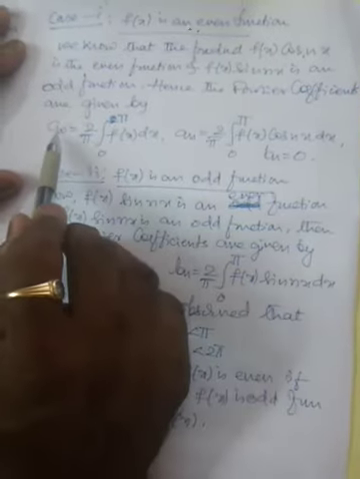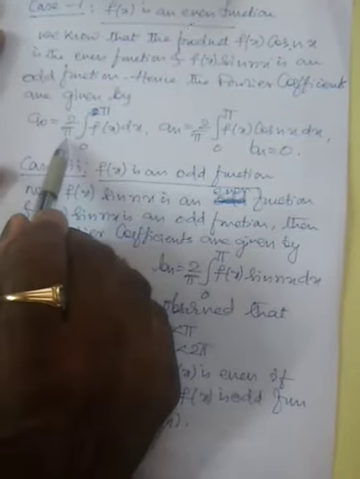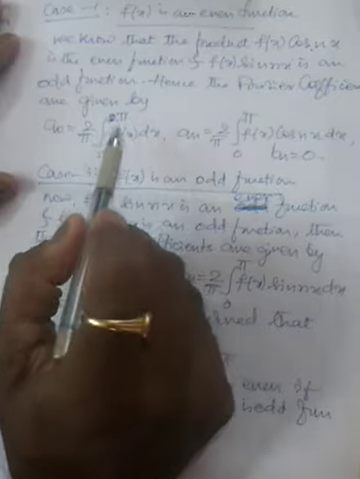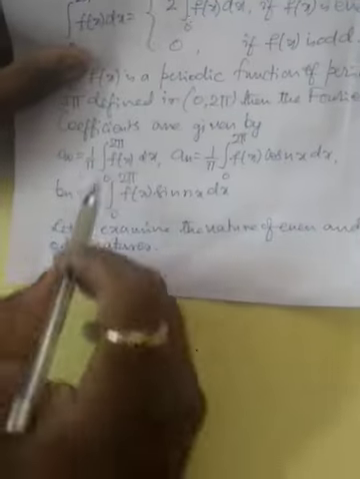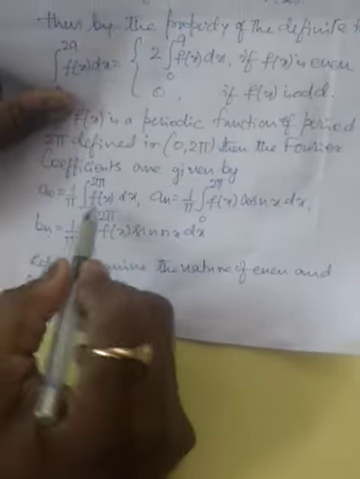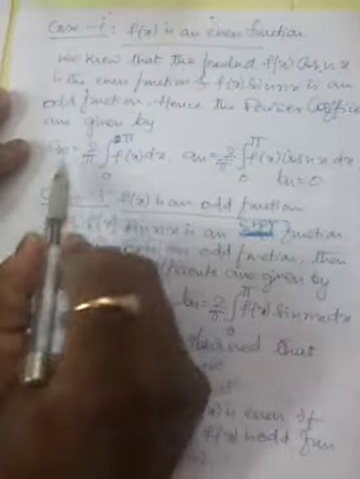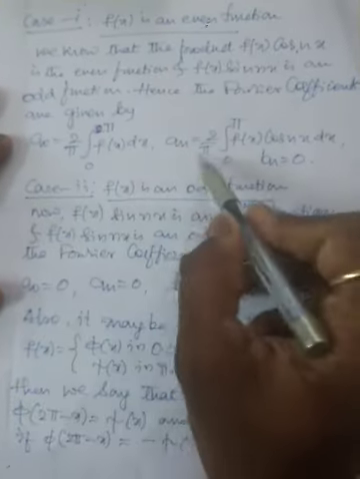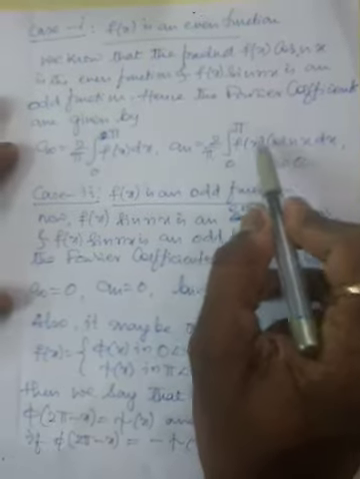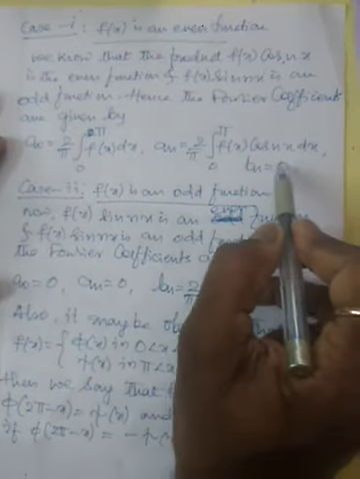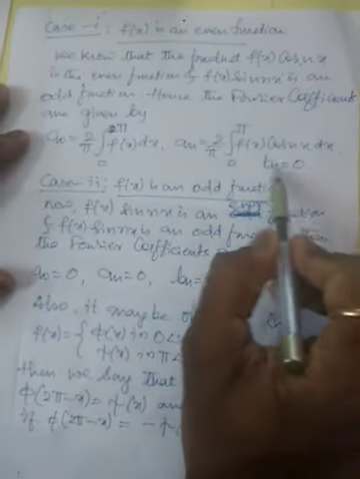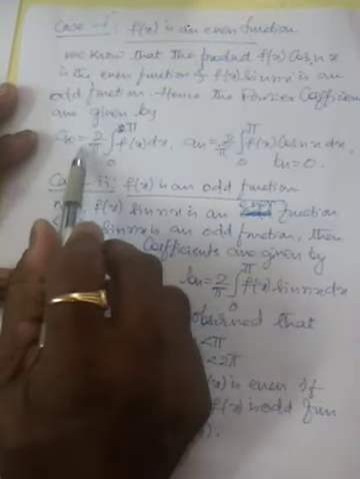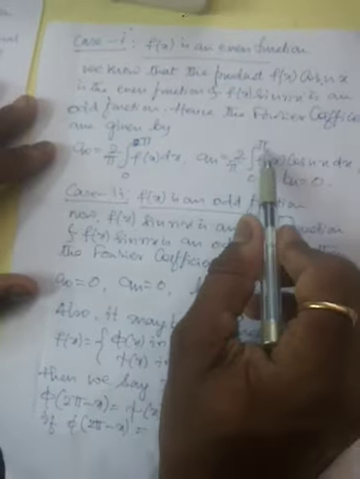The interval will change here. Therefore, a0 equals 2 upon pi times the integral from 0 to pi. In the general condition it is 1 upon pi between 0 to 2 pi; this is a particular case when f of x is an even function. Hence a0 equals 2 upon pi times the integral from 0 to pi of f of x dx, an equals 2 upon pi times the integral from 0 to pi of f of x cos nx dx, and bn equals 0. When f of x is an even function, we can definitely claim that bn will be 0. We need to evaluate only a0 and an with respect to the interval.